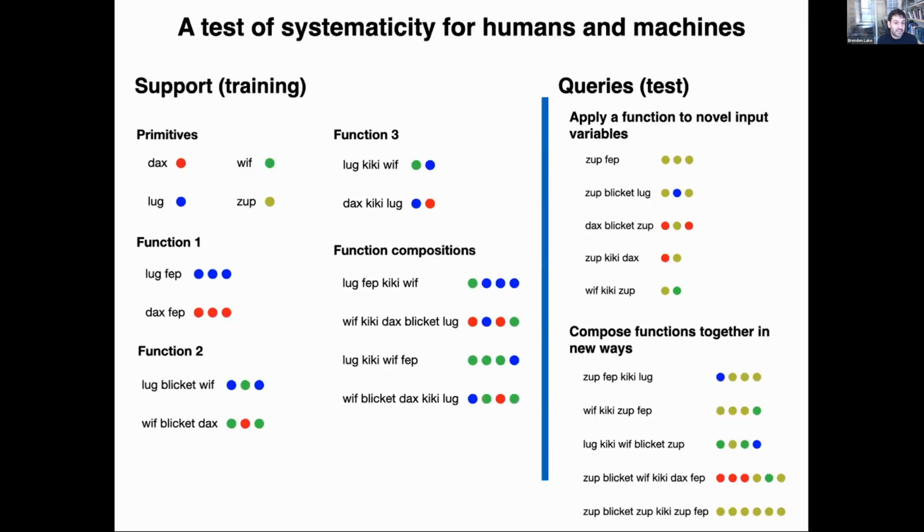And here's the complete support of the training set, and also the queries of the test that we gave people, borrowing this terminology from meta learning, which is going to hint at where we're going. The support had these 14 patterns that people had to learn from, and then they were asked queries that involved applying a function to novel input variables or composing functions together in new ways.